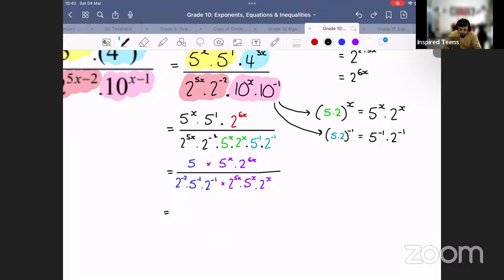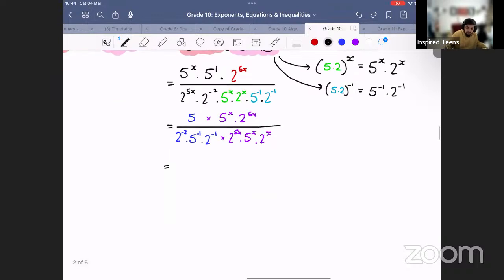So 5 over 2 to the negative 2 times 5 to the negative 1 times 2 to the negative 1. So that gives me 200. If I don't get a fraction, that means it's on top. It's like 200 over 1. That gives me 200. Okay, so 200 over 1.